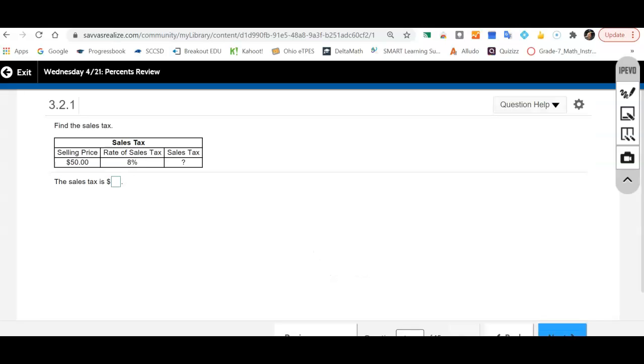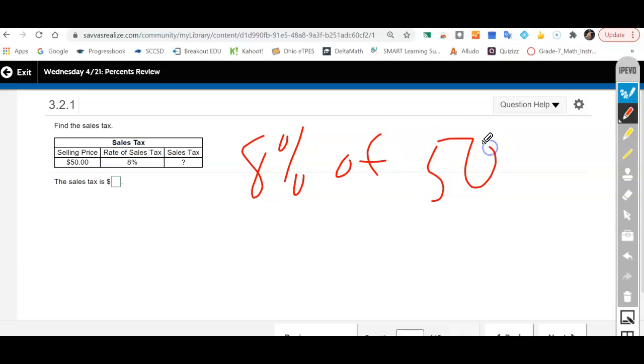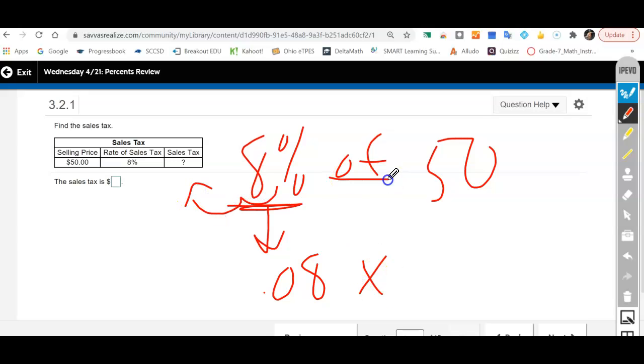Sales tax. You got to figure out what is 8% of $50. Remember how we do all that? I say, what is 8% of 50? So I have to change that percent to a decimal or a fraction. I'm going to make it 0.08 because I know I divide by 100 or move that decimal 2 places to the left. Of, we said, means multiplication.